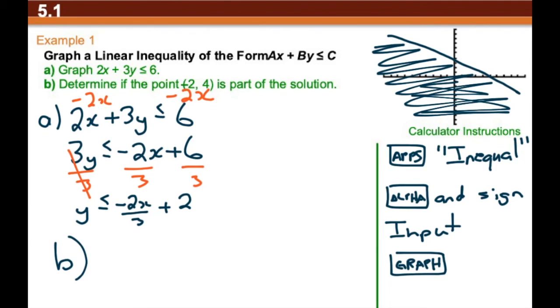So question B now is determining whether or not the point that I've given to you is actually part of the solution. So the point that I've given is negative 2, 4, which is right about here in red on that graph. Now, any point that I give you can be in one of three places. It can be inside the shading, as this one is. It can be outside the shading, or it can be exactly on the line. Since this point is inside the shading, then that means it is a part of the solution.